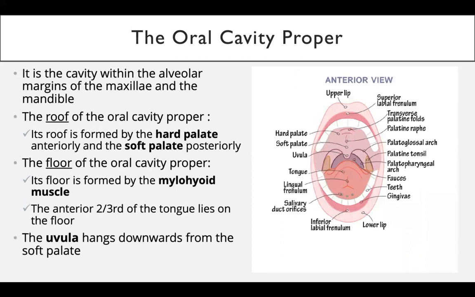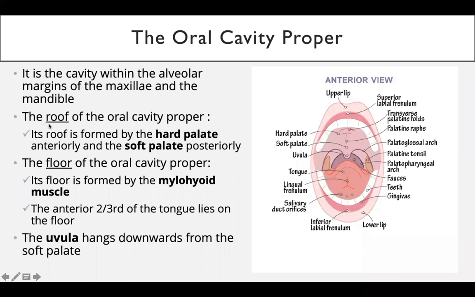Okay, so now we go for the oral cavity proper. As it says, cavity, it is a cavity within the alveolar margins of the maxilla and the mandible. As you know, the maxilla and mandible are the bones where teeth are attached, or basically these are teeth sockets, right? So the maxilla is the upper jawbone, and the mandible is the lower jawbone. Okay, so when you close your mouth, inside these bones or teeth, whatever cavity is formed up to the oropharyngeal isthmus is your oral cavity proper.